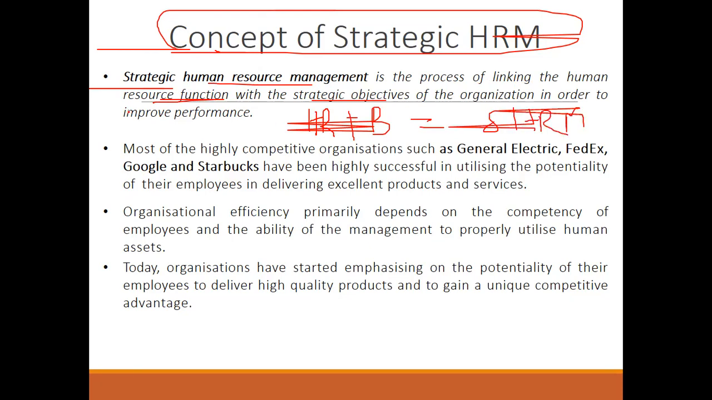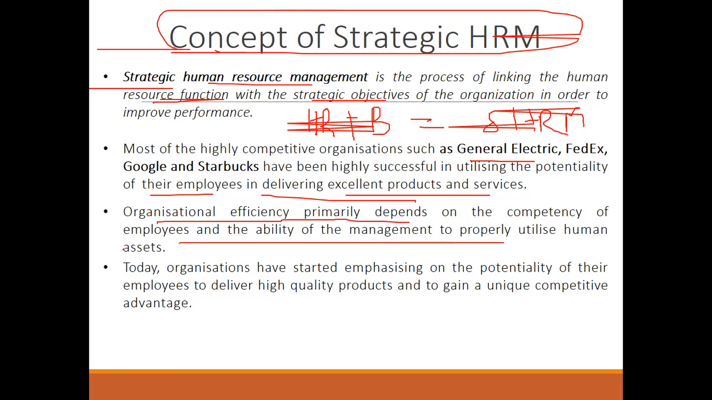For example, I've taken some highly competitive organizations as examples, like FedEx, Google, Starbucks, and General Electric. They are successful in utilizing the potential of their employees, which helps them deliver excellent products and services. Organizational efficiency primarily depends on the competencies of employees and the ability of the management to properly utilize the human assets. What is the important role of strategic human resource management? It helps in organizational efficiency, that is, the efficient working of an organization with the ability to manage things. Today, organizations have started emphasizing the potential of their employees to deliver high quality products and gain competitive advantage. This is what happens in strategic HRM.